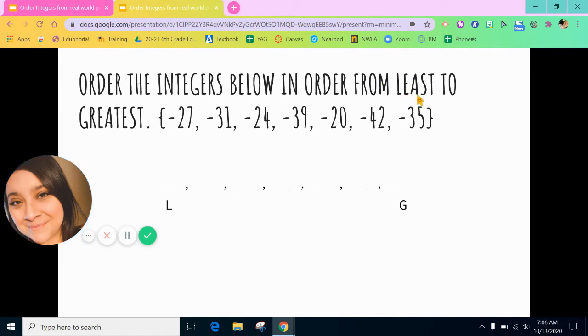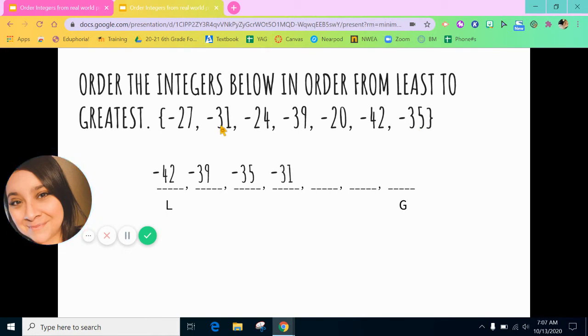Remember that your least values are the ones that are farthest away from 0. All of these are negative, so we're not focused on any positive. The least value is farthest away from 0, which would not be my 20, 30, but my -42. Then if I were to move a little bit more to the right, a little bit closer to 0, would be my -39. Then I would get -35, a little bit closer than that.